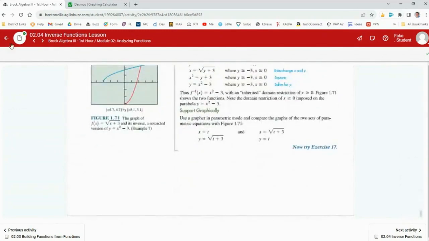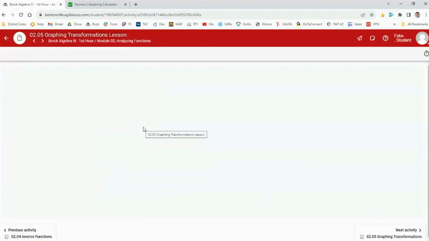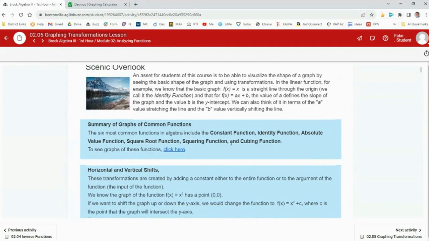So, all right, let's look at our last lesson. It's a little different. It's graphing transformations. You've done a lot of transformations in other math classes up to this point. You've done it in Algebra 2, Algebra 1, and even in geometry, you've probably looked at some of the transformations. But we're just talking about how it works for all kinds of functions.